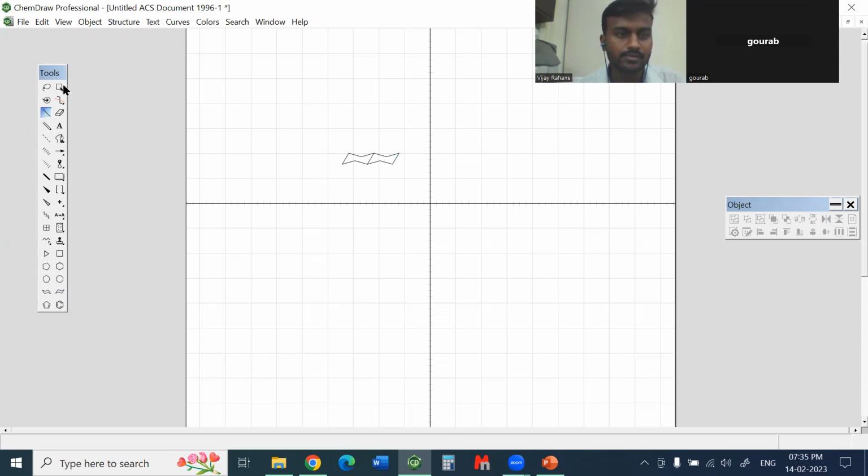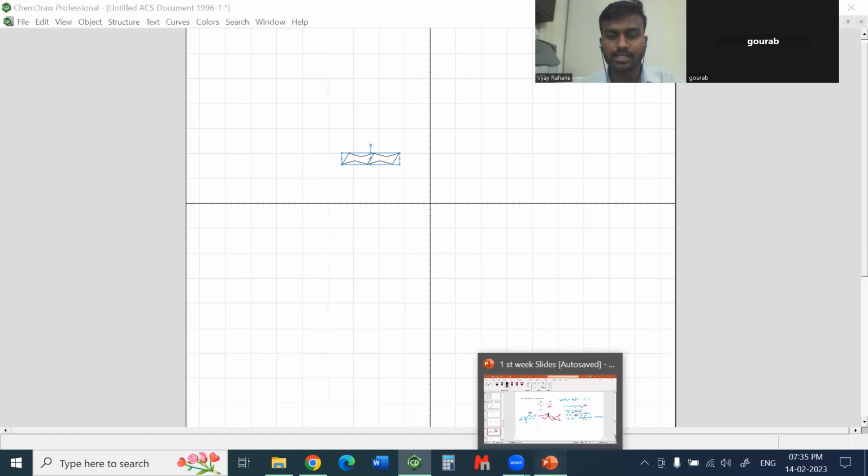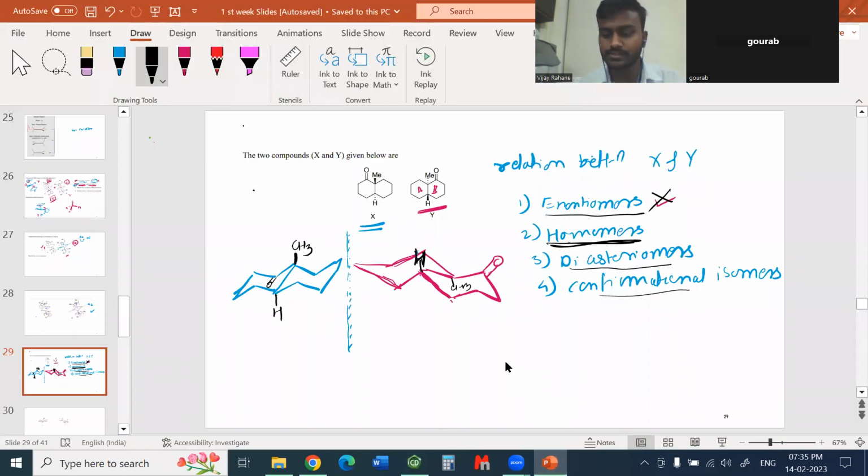See, I'll draw this with ChemDraw. ChemDraw software is freely available for academic use. So you can also install it on your system wherever possible.